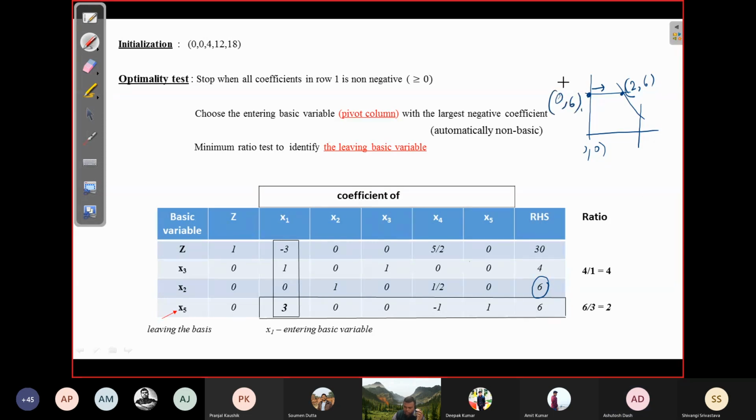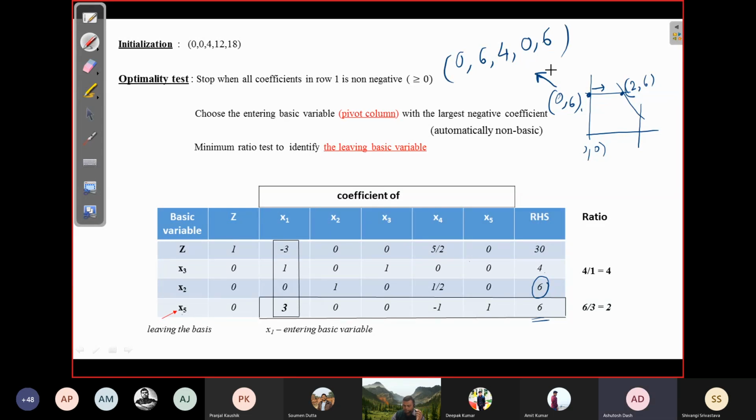And what will be the corresponding augmented solution from this table? So 0, 6. And what will be the values of x3, x4, x5, the slacks? x3 is 4, right? And x5 is 6. So this is the augmented solution.